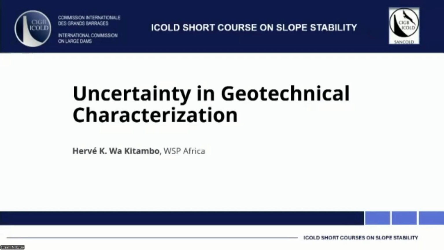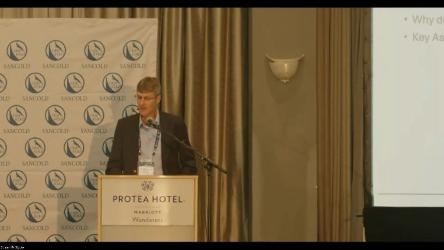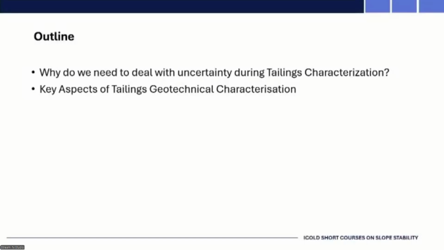This is a very key subject in terms of laying the foundation for what we're going to be discussing over the next day or two. So why do we need to deal with uncertainty during tailings characterization? Are all the results that we're getting good quality and reliable? And the answer to that is generally no. So what are we doing about it?